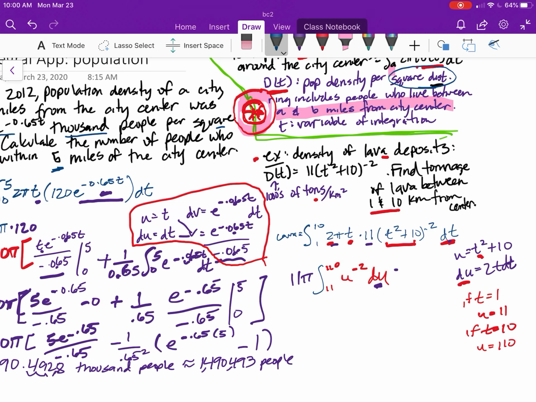U to the negative 2 just becomes u to the negative 1 over negative 1, ranging from 11 to 110. And multiply that by 11 pi. Okay, so u to the negative 1 means 1 over u. And I'm going to factor that negative 1 out. So we get negative 11 pi times 1 over 110 minus 1 over 11.